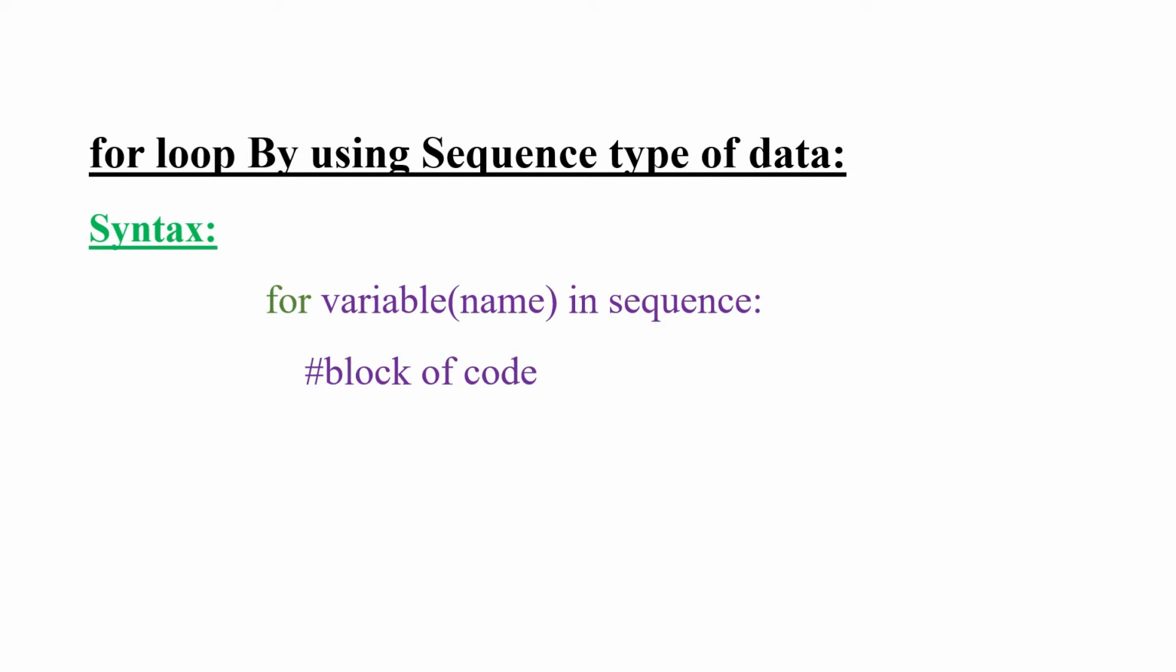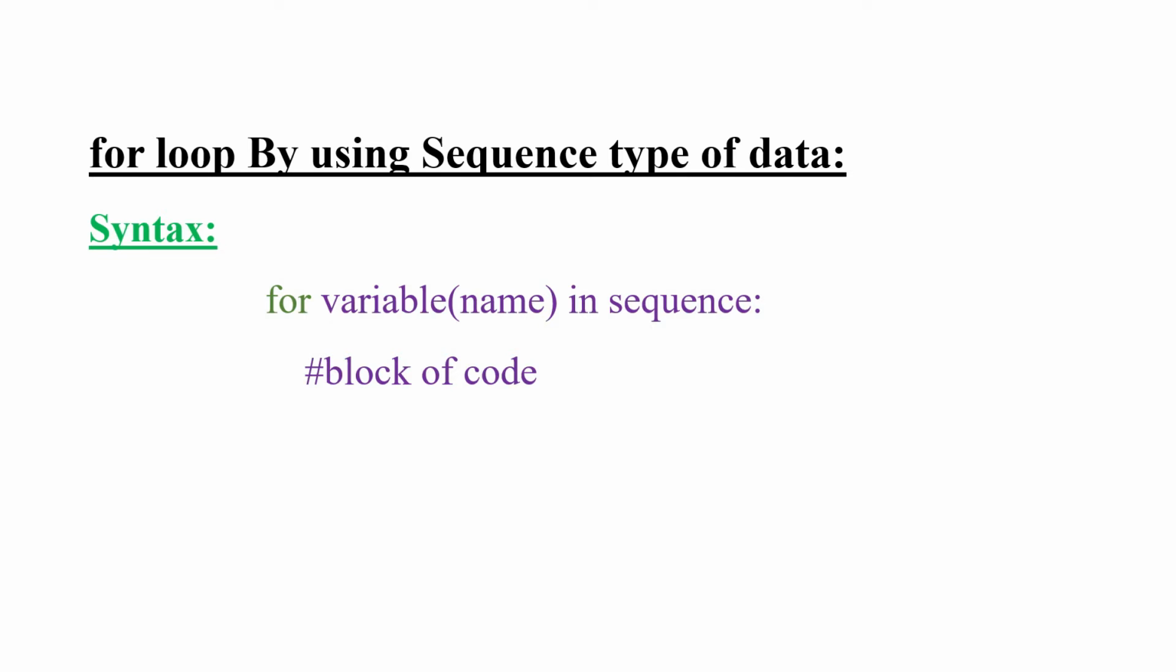First we will discuss using a sequence data type. In this we can use sequence types of data like strings, list and tuple. The syntax of the for loop using a sequence data type is: for keyword, space, variable name, space, membership operator in, space, sequence and colon. Next, the block of code to perform an action. We'll see one example.